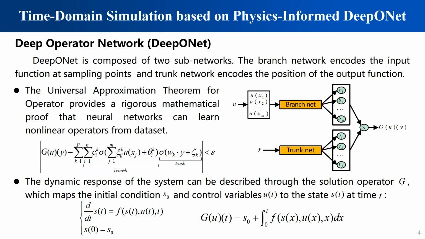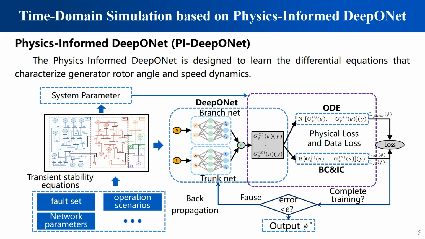The branch net represents which system and disturbance I am studying. The trunk net represents where in the trajectory I want the answer. PI-DeepONet adds the power system physics to the operator learning structure.